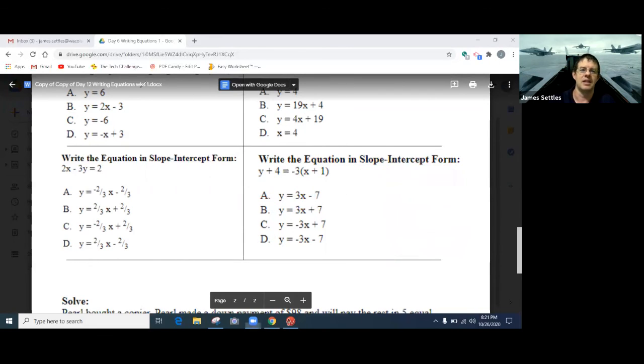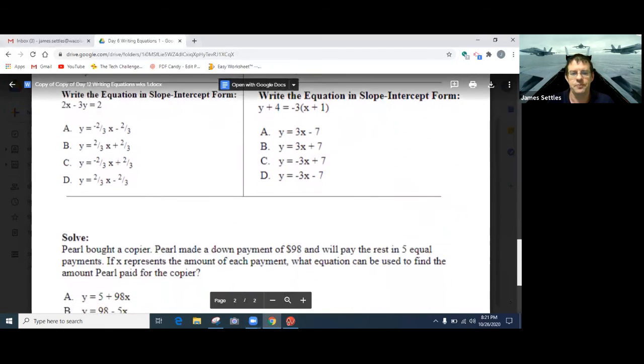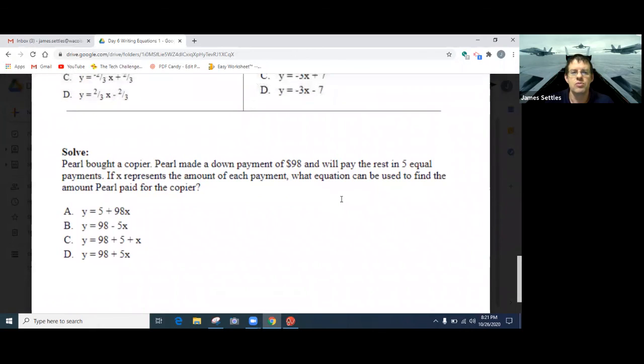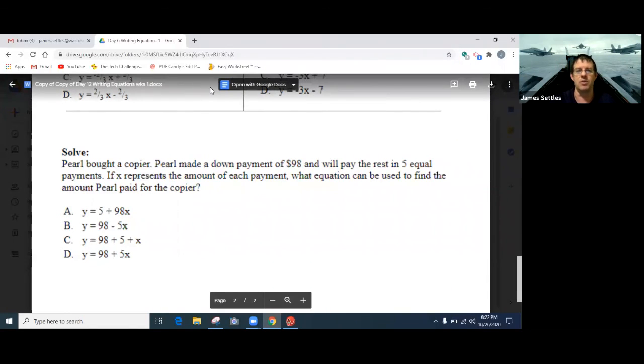And then that last question. So this one's kind of tough right here. The one thing I do know is it says that Pearl made a down payment of $98. So that's a one-time payment. And we'll pay the rest in 5 equal payments. Now, there's usually a key word that we have right here, 5 equal payments, okay?